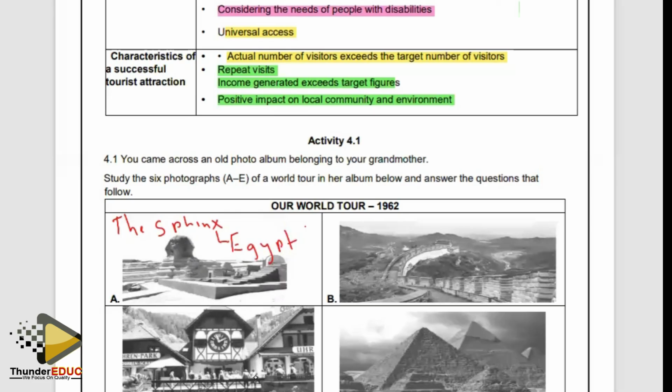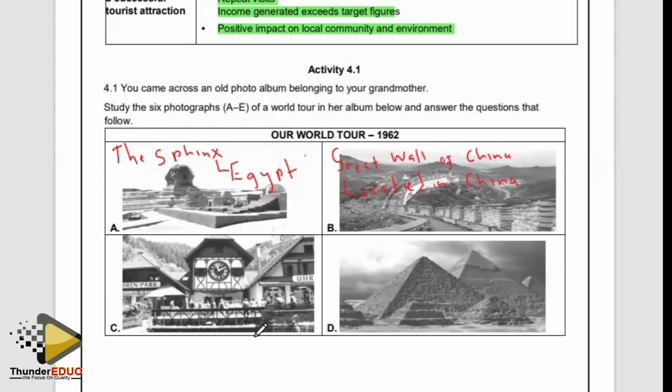The Sphinx is actually located in Egypt. Then moving on to B, that is the Great Wall of China. Located in China as well. That is icon B. Then moving on to the next one.